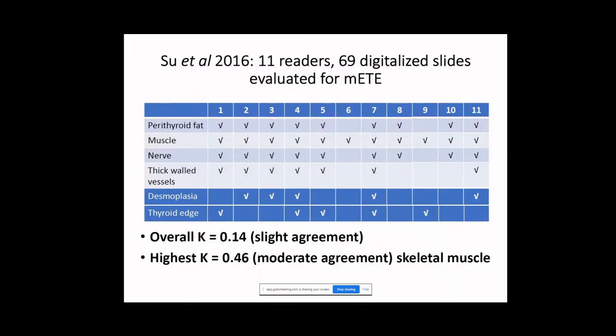Okay, please advance. So this is the study that we were reviewing, Suh et al. And as you heard, 11 readers evaluated 69 digitalized slides for microscopic ETE, according to their own personal definitions. As you've seen before, these are the 11 reviewers and the features they looked at, and you can see right away that reviewers six and nine are outliers. In this study, the overall agreement for recognition of microscopic ETE was, as you heard, 0.14, which is slight agreement. Next, please.